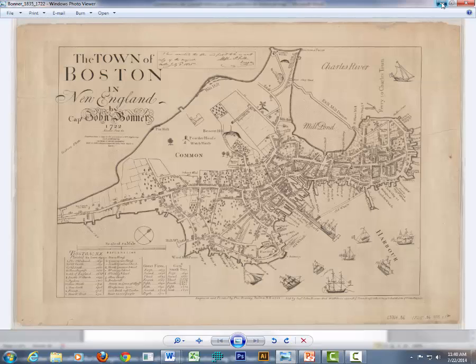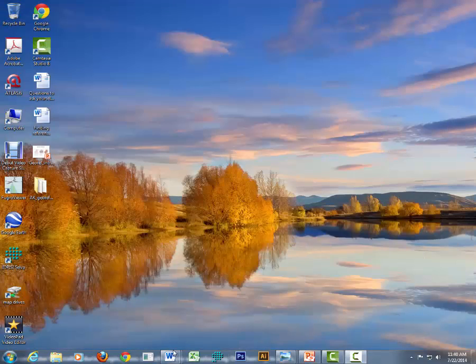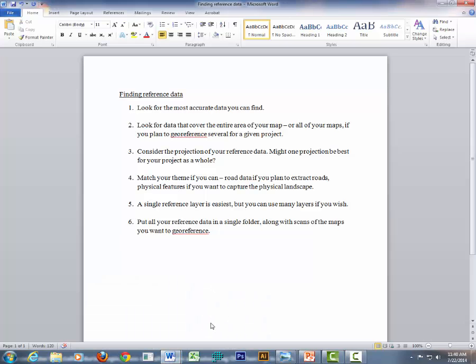The second set of questions that I'd like you to consider have to do with your reference data. Some suggestions for finding good reference data include the following 6 points. First, perhaps obviously, you want to look for the most accurate data you can find. That often means looking for the most recent data, but not necessarily. Any digital data, particularly such things as roads and buildings from within the last decade, are likely to be good enough for georeferencing, but it will depend on the part of the world that you're working with.